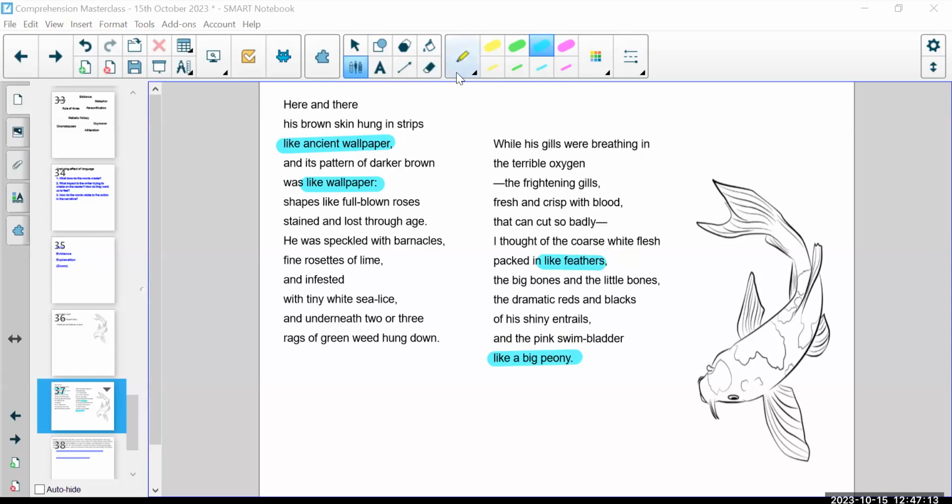There's a metaphor, yes, fine rosettes of lime. I'll do the metaphors in green. A peony, for those of you who aren't sure, it's like a flower. It's a big pink flower with lots of petals. Full-blown roses as well, yes, excellent. You might be able to notice some of the similarities in the language that the writer is using to portray this fish. A lot of the language is kind of similar. I'm not going to say how, because I want you guys to talk about this yourselves, but I think you might be able to notice some similar patterns. Just looking through what else you've got. Okay, rags of green weed, that would be a metaphor.